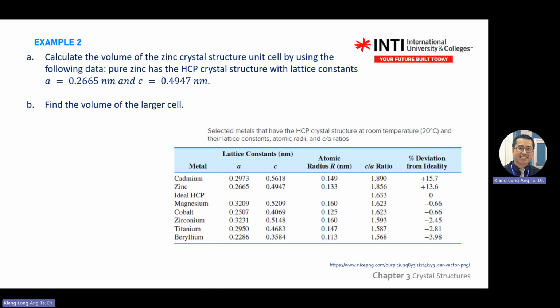Just now 1.633 is roughly there, but zinc is a bit special. You use the value from this table. This one is the deviation from ideality, this one from experiment. So copy the values for zinc: A equals 0.2665, C equals 0.4947, radius R equals 0.133, and C over A ratio is 1.856. And you're given this.